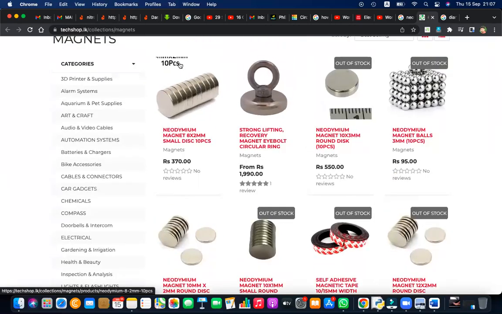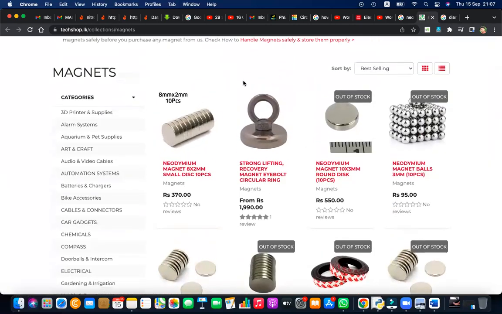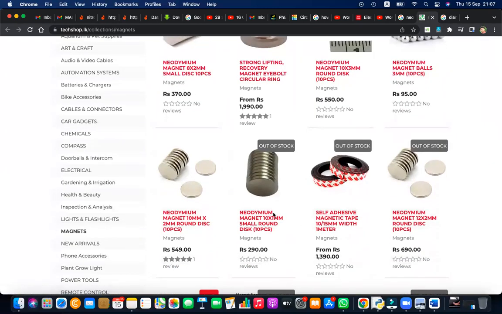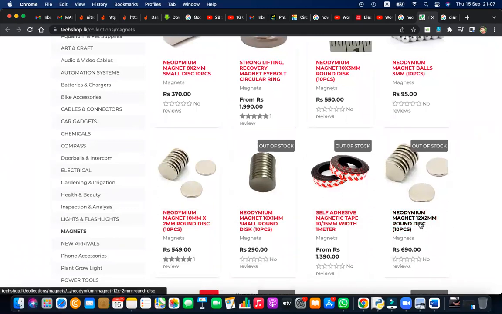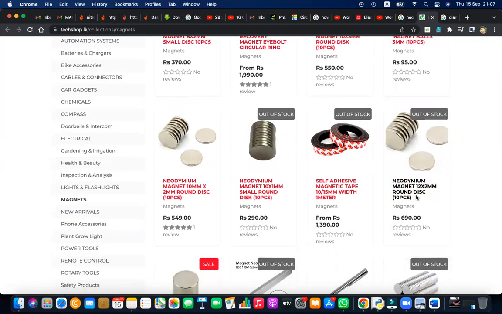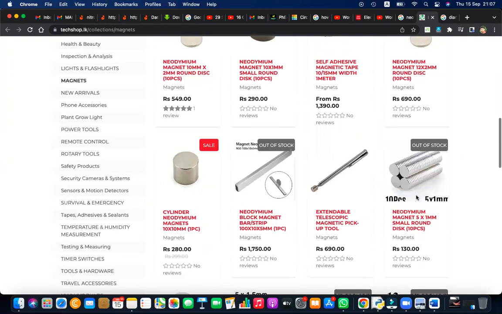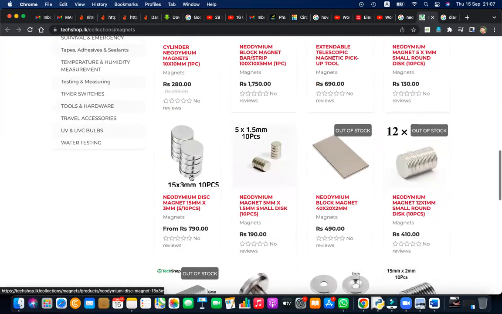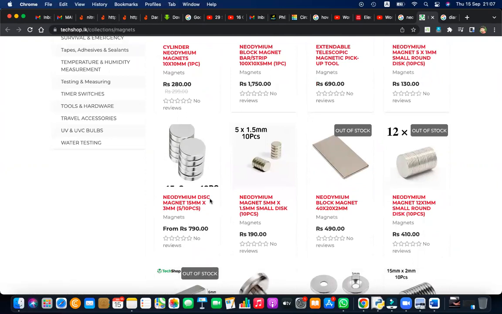You have to take at least this. This is like 8 mm. This magnet, 8 mm, is not enough. 10 mm, not enough. 12 mm, round, would be okay, but still I think you need to get more. This one is good. See, this one is actually a 15 mm, 3 mm magnet. So this is what you need, right?